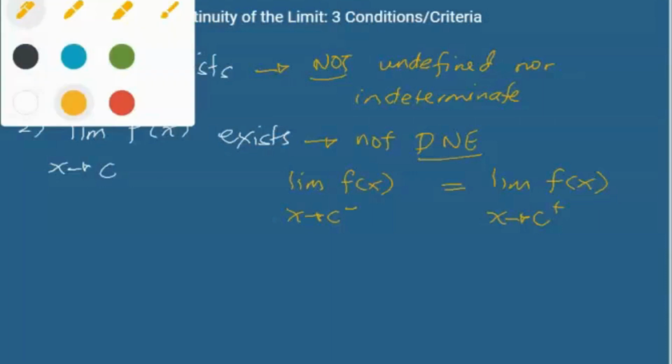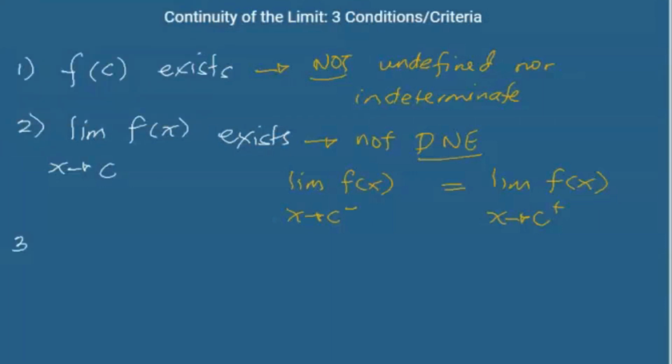The last condition is that the limit of f of x as x approaches c is equal to f of c. In other words, condition 1 and condition 2 must be equal. If we satisfy these three, then the function is continuous. Let's have an example.